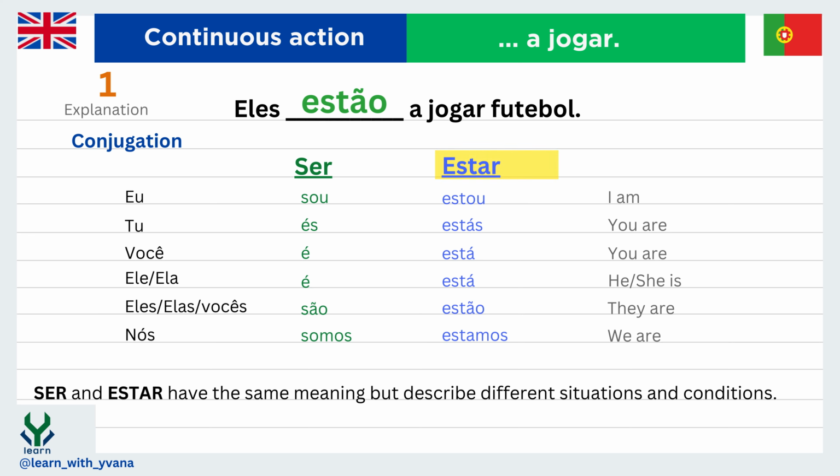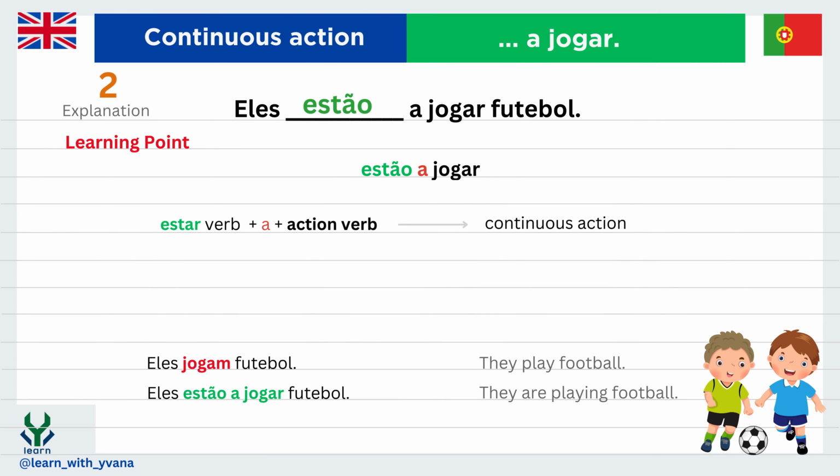Let's see the conjugation with the estar verb. Eu estou, I am. Tu estás, you are. Você está, you are. Ele, ela está, he or she is. Eles, elas, vocês estão, they are or you all are. Nós estamos, we are. To describe the continuous action, we use the correct form of the estar verb with its subject, and then we have a after it, and then the action verb.